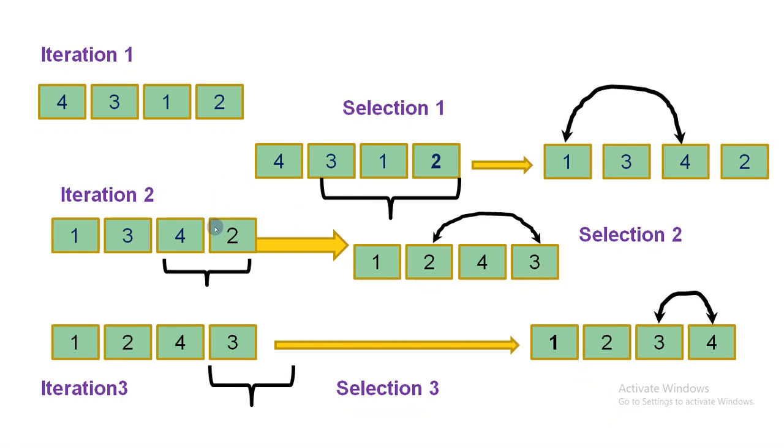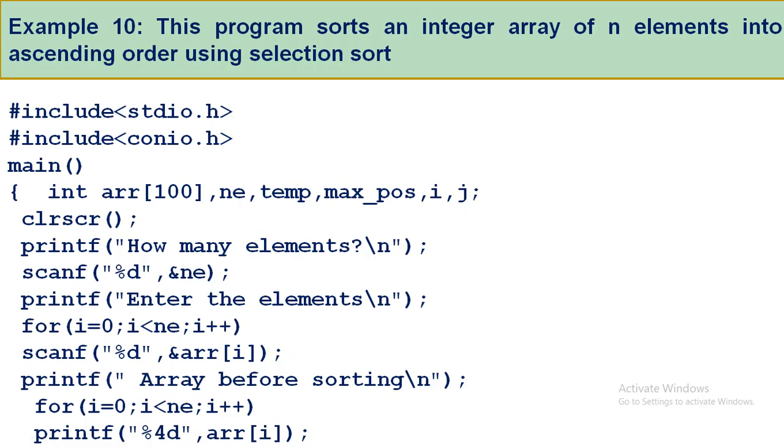So what we noticed in this typical example, which presents a worst case scenario for the selection sort, is 4 elements, 3 iterations and 3 selections. Therefore, in the worst case, for an input array containing n elements, there should be n minus 1 iterations and n minus 1 selections. Taking this clue, we will develop the program.